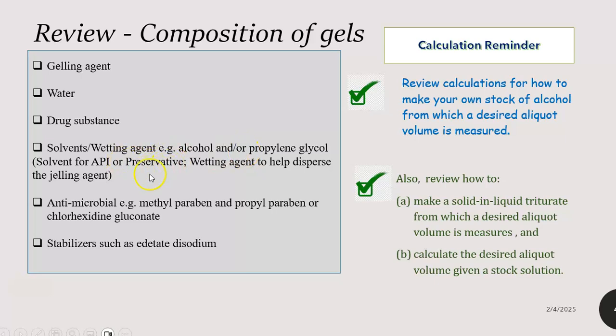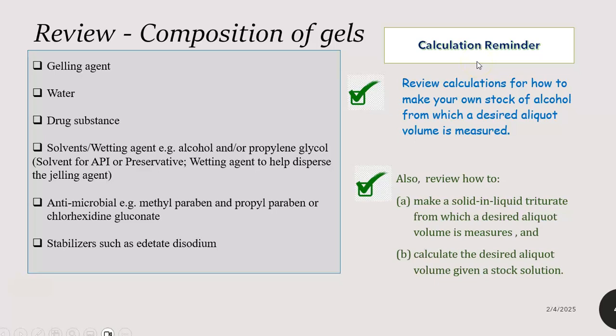Preservatives are a big part of jellies, and of course, some examples were given in previous presentations. Presentation 2, again for emphasis here, you may see methylparaben or propylparaben. Chlorhexidine gluconate is also a preservative. Some jellies may need a stabilizer, but not the formulations I'm going to show you.